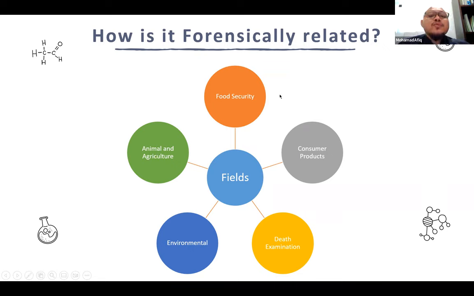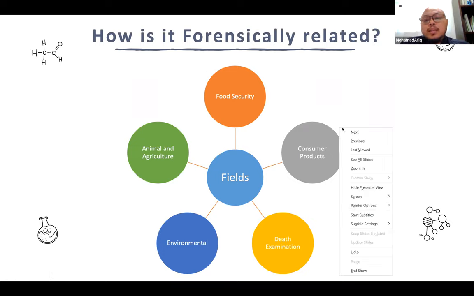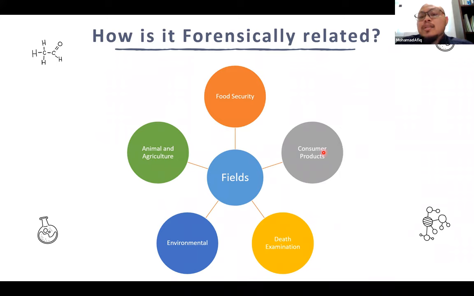I will give you an example for food security. Maybe in the 1980s, you have heard about the pesticide DDT, one of the banned pesticides nowadays. In the 1980s, it was widely used for agriculture. Because it causes harm to humans, it became a threat. Dia mengancam keselamatan makanan. So that's why it's related to food security. And it's also concerned with consumer products.